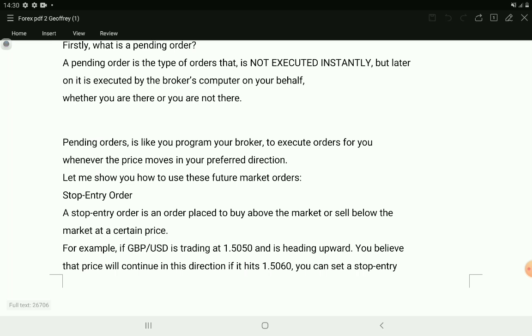Or if you hit your stop loss, that is, if it goes against you, when you come in the evening, you come and see your account in a drawdown, right?